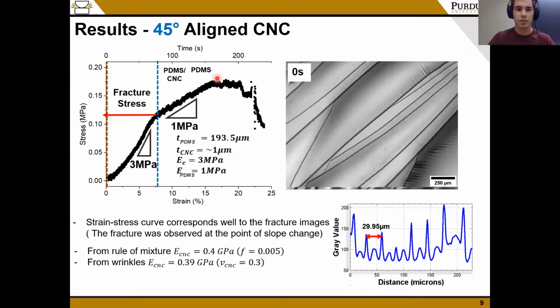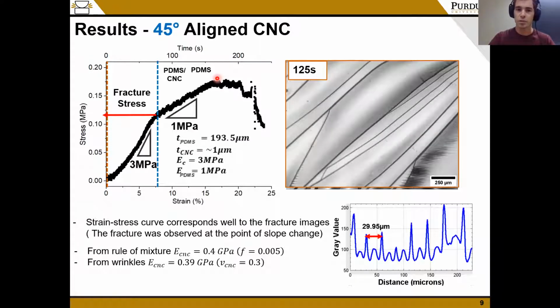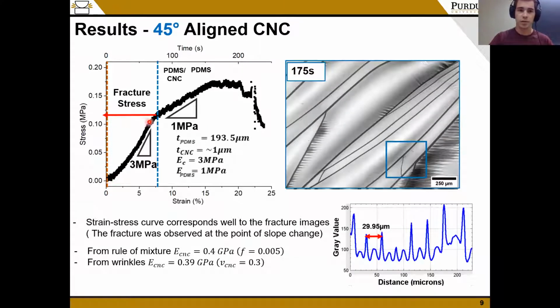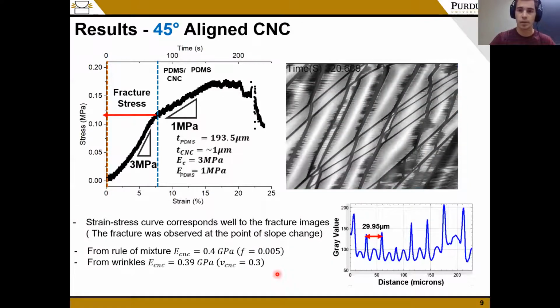So walking through the images of these films, this is 0 seconds before we start pulling on it. This portion is right here. And we'll get to first fracture, and you can see this is how we calculate fracture stress, is when this graph changes slope drastically. And so the modulus that we calculated from both rule of mixtures and from wrinkles were both 0.4 gigapascals. They agreed with one another quite well.